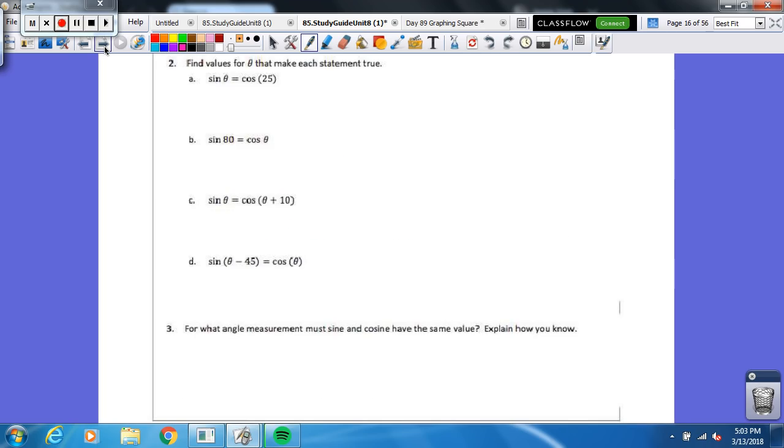Last thing we're going to do is this, 2a. So find the value of theta. Theta is an angle that makes each statement true. Okay. So check it out. So we got this. So one angle is 25, the other angle is theta according to this problem. So what does that say? Okay. So the cosine of this angle of 25, that's going to be adjacent over hypotenuse. So that's this and this equals the sine of this angle. Because that's true, right? Because now this is the opposite. This is the hypotenuse. Boom.